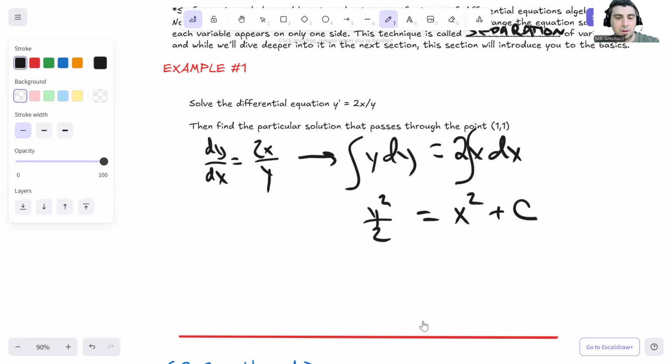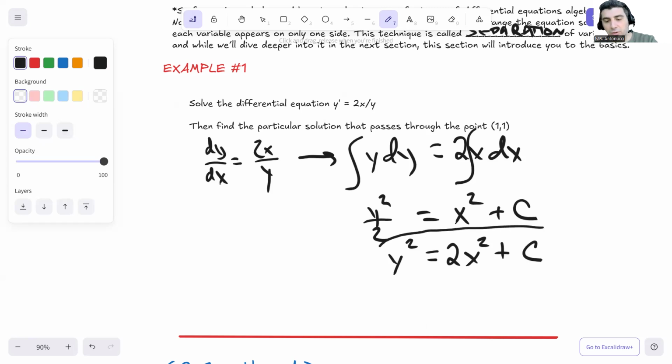All right. So if we solve this for y squared, we get y squared equals 2x squared plus c. Again, I don't need to multiply the c by 2. I could if I wanted to, but still it's going to get absorbed into the constant anyway when I solve for the particular solution. So this would be the general solution.